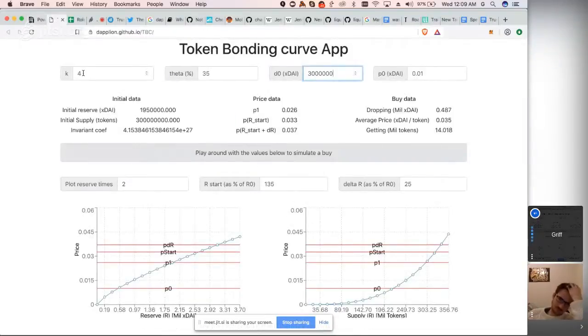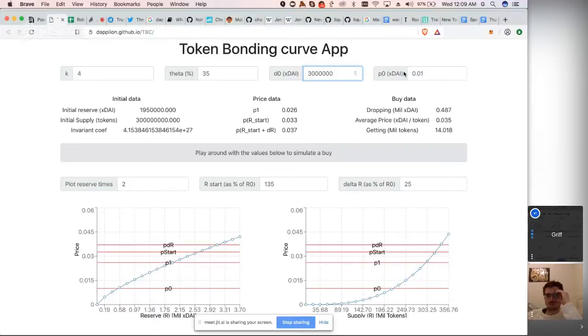So kappa is basically what power the S is to. Theta is the percentage of the initial raise that goes to the funding curve. D0 is the amount that's actually raised in the hatch. P0 is the price that people see.